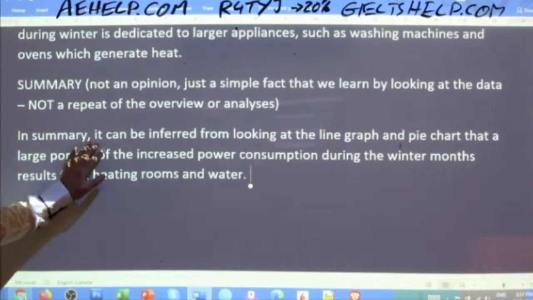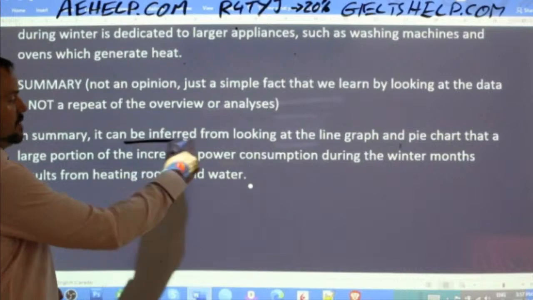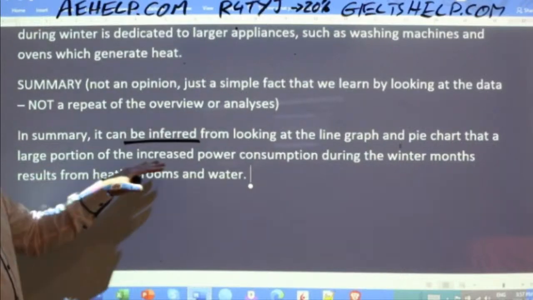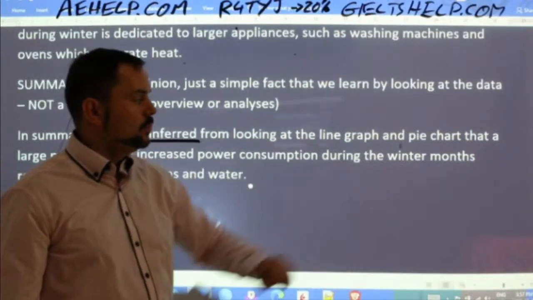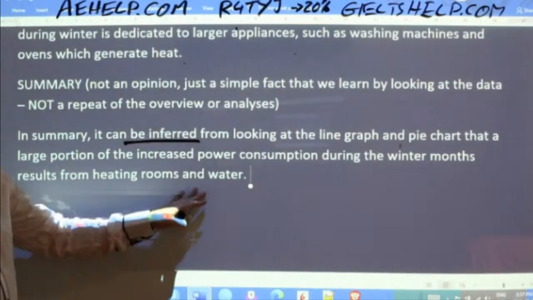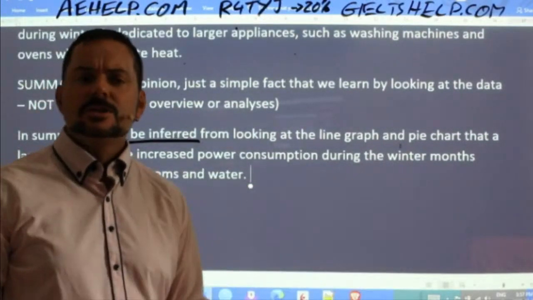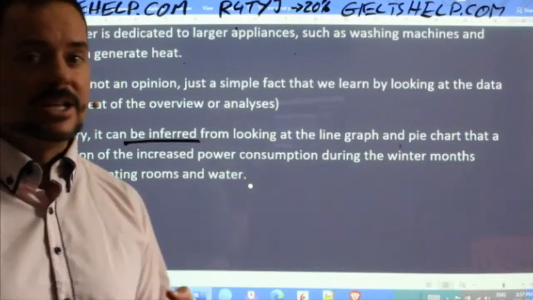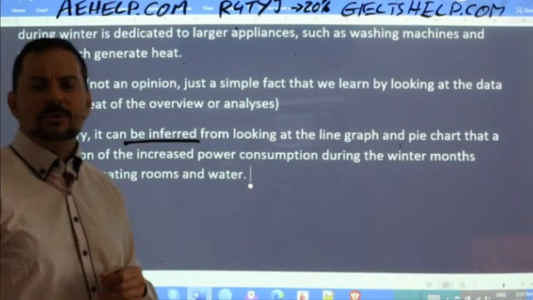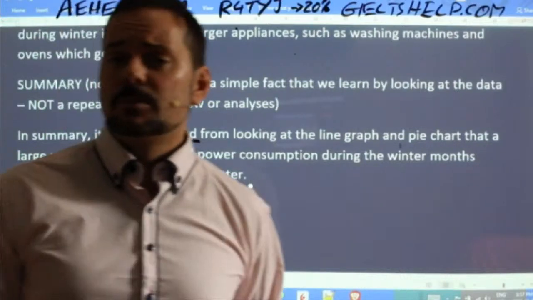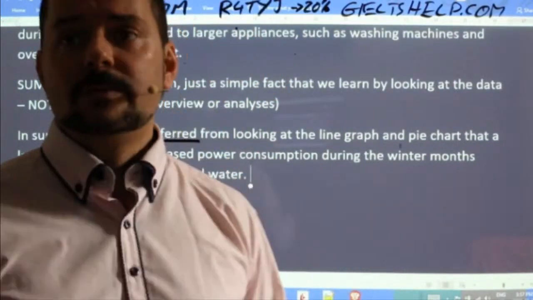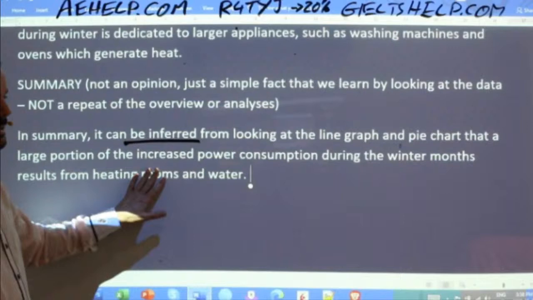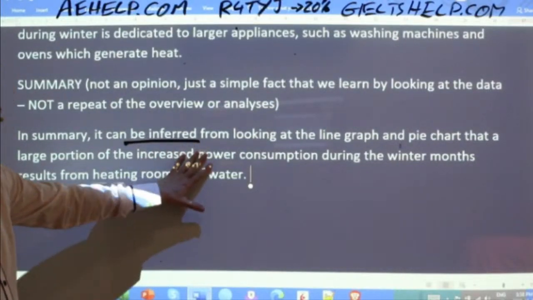So in summary, it can be inferred, learn this expression, it can be inferred from looking at the line graph and pie chart that a large portion of the increased power consumption during the winter months results from heating rooms and water. Can we all agree on that? That it's not too far for the imagination or from the information in the data here that that's what's resulting? I mean, we had somebody say that, wouldn't it be higher in the summer because of AC? Yeah, that's because you're probably living in a part of the world where it's very hot, right? So you can't include your own opinion, but this isn't really an opinion. The data is there, okay?